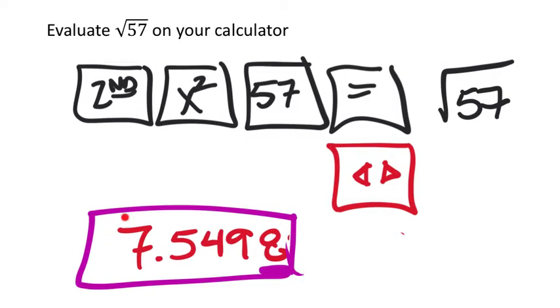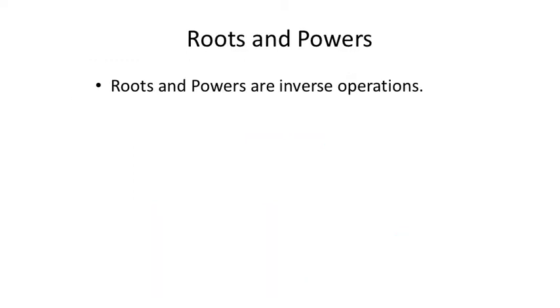You could technically say that 7.5498, if you multiplied it by itself, you'd get somewhere around 57. But you could also say the negative of that value would also be the other root. But again, a square root symbol is specifically asking for a principal root, which is why we only show the positive value here.